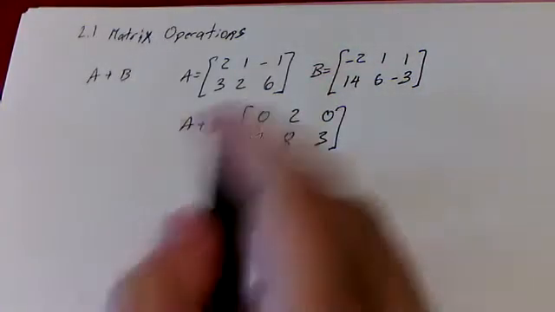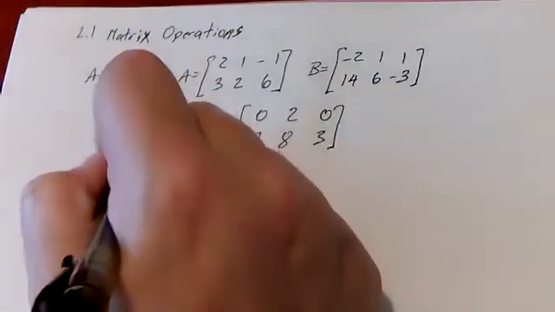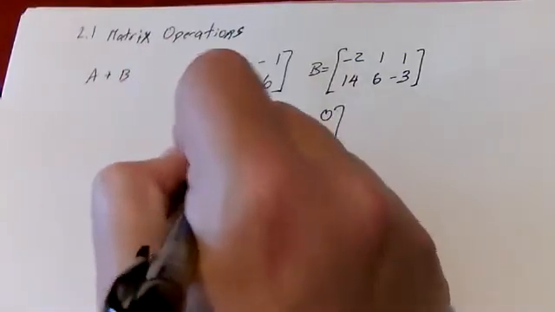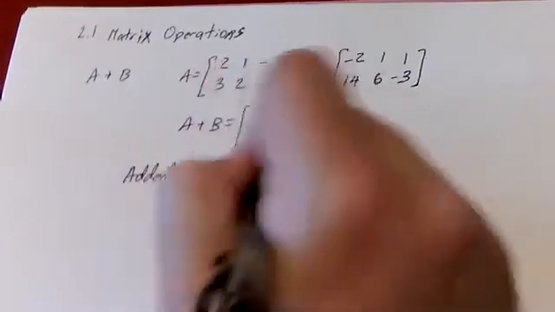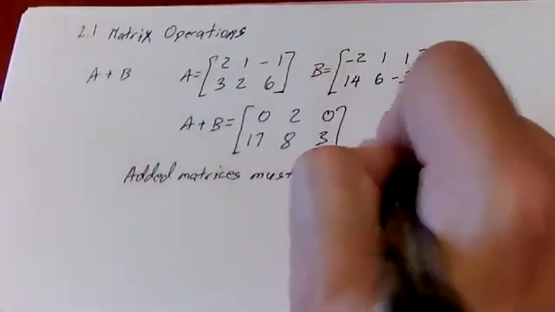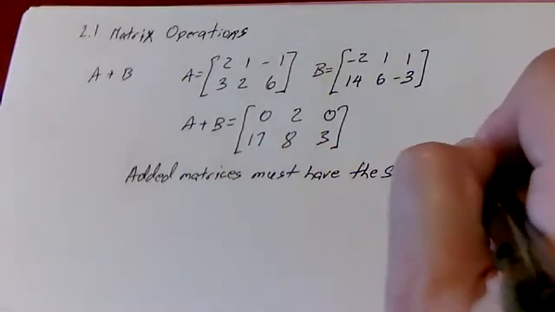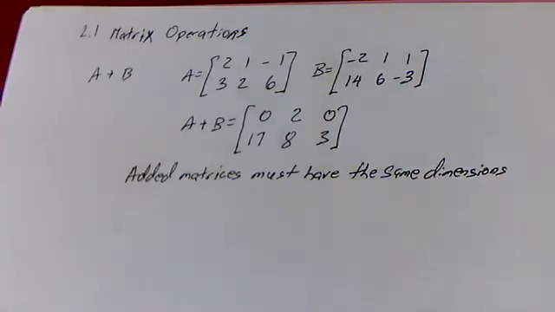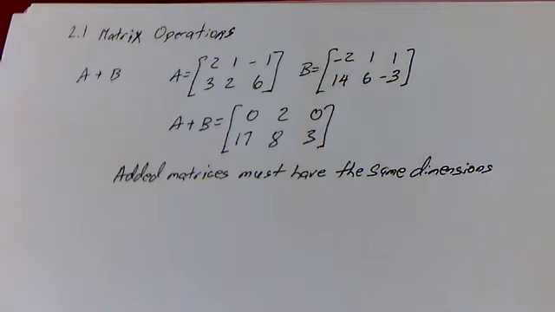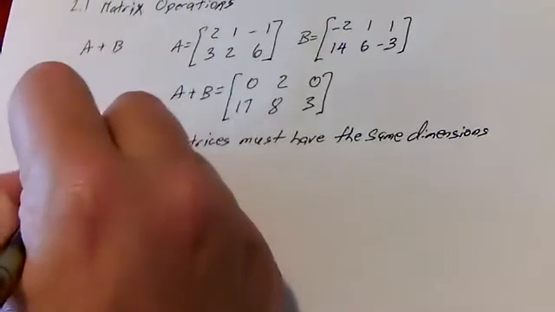Now notice I had to have something in each corresponding location to add them. So added matrices must have the same dimensions. That is, both m and n in an m by n matrix must be the same in order to add matrices. So you simply add the locations.